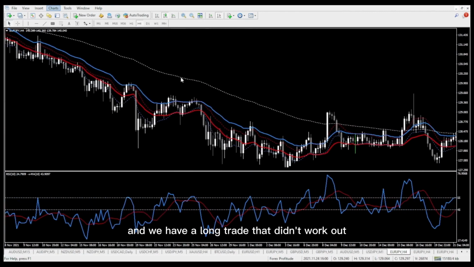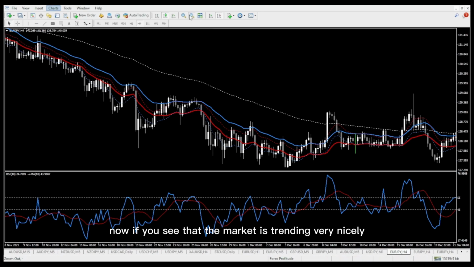And we have a long trade that didn't work out. We had a long trade that didn't work out. And these are simply trades that we don't take because we are trading with the trend and not trading against the trend. So if you trade against the trend, that's counter trend trading, and that can be risky.